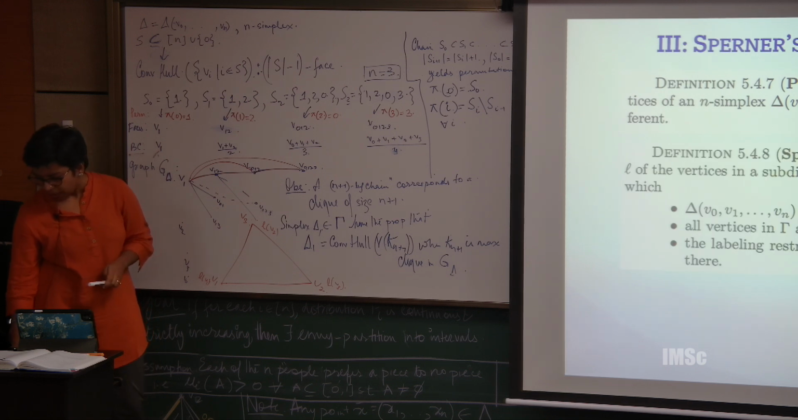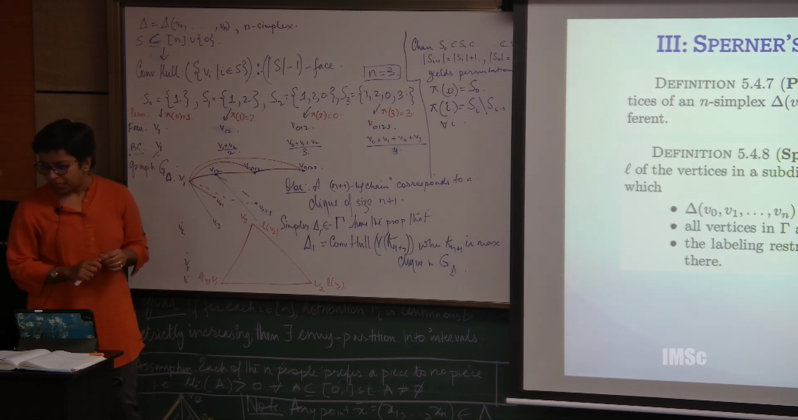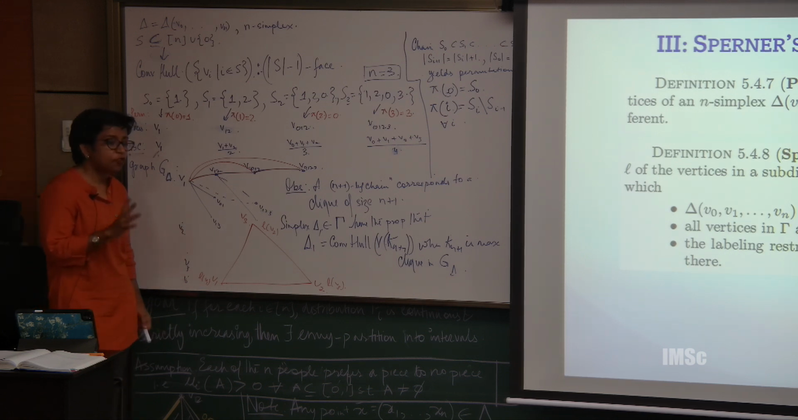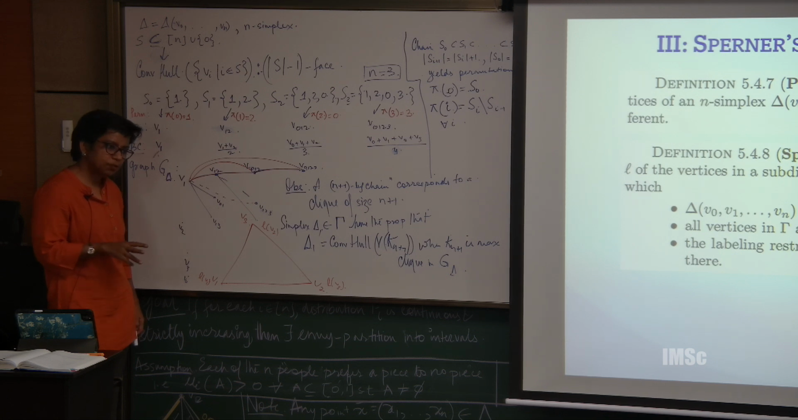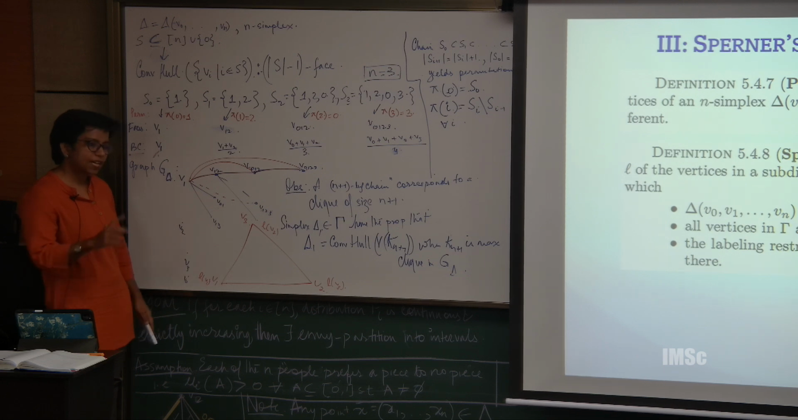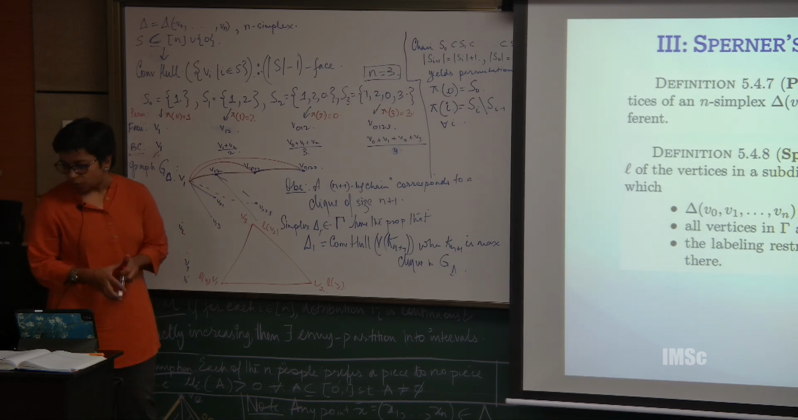Now, what is a Sperner labeling of a subdivision? By the way, notice one thing: if you have a properly colored triangle, that is also a proper labeling, correct? Proper coloring of a triangle means that the colors are all distinct, so I can interpret that as a labeling also. Now, we say a Sperner labeling of a subdivision is defined as follows.